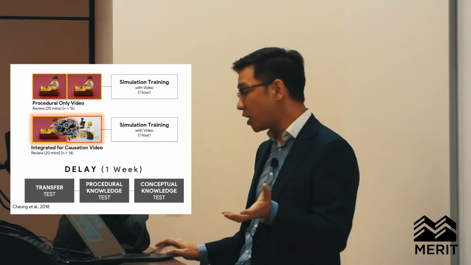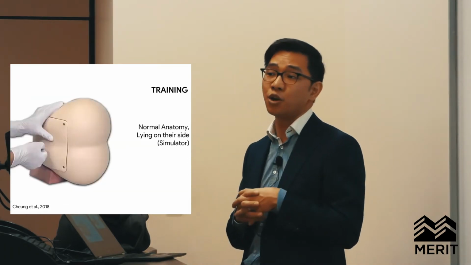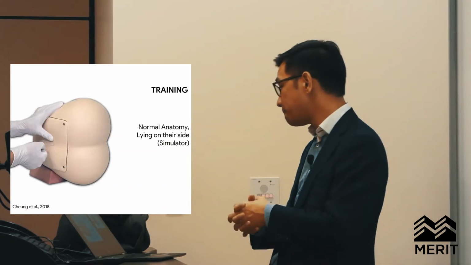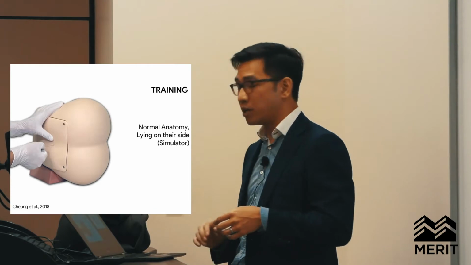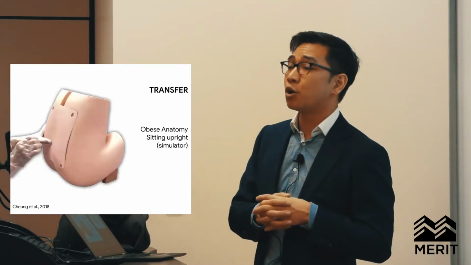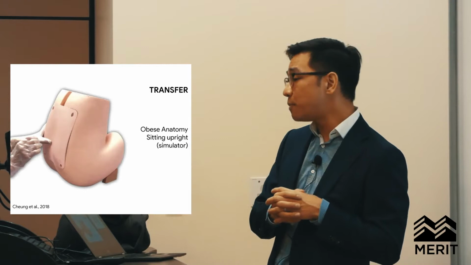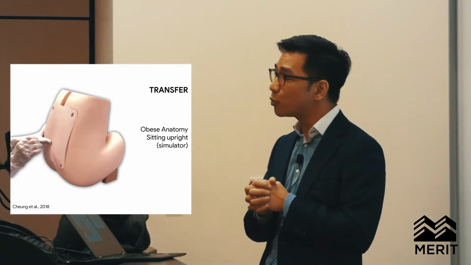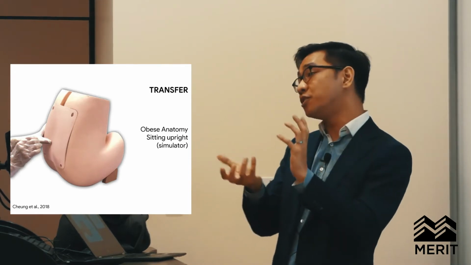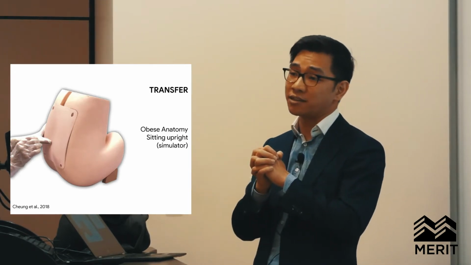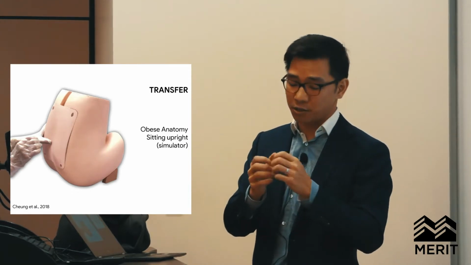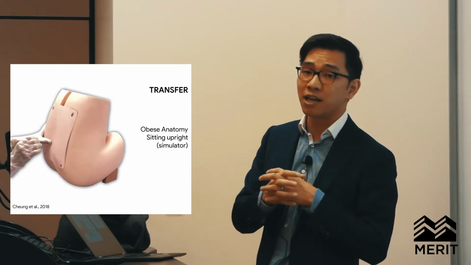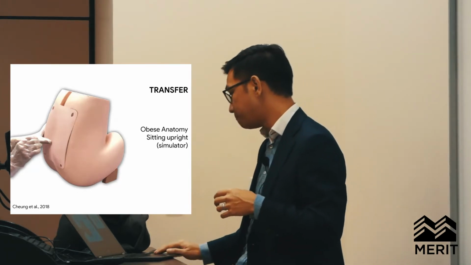So in terms of what they were training on, they were training on a simulated scenario with a patient that had normal anatomy, where the procedure was performed with the patient laying on their side. And to test for transfer, we changed it up a bit. We gave them a scenario where the patient was now an obese patient and needed the procedure to be performed with them sitting upright. With the simulator we were able to change the anatomical insert we had inside, such that it could reflect the anatomy of an obese patient, with extra tissue, making it more difficult to palpate and changing the needle angle approach that they would have to take.